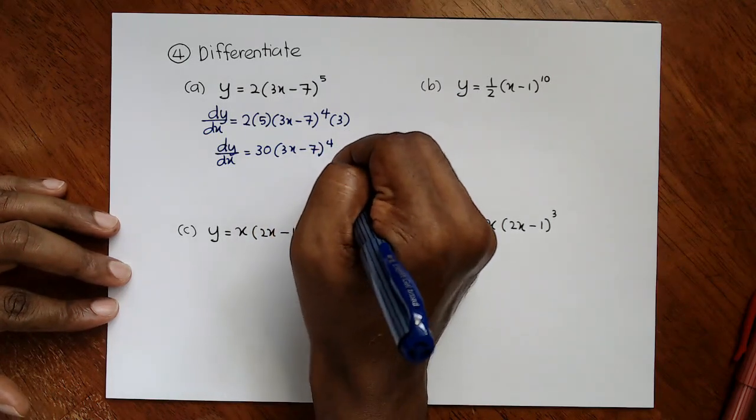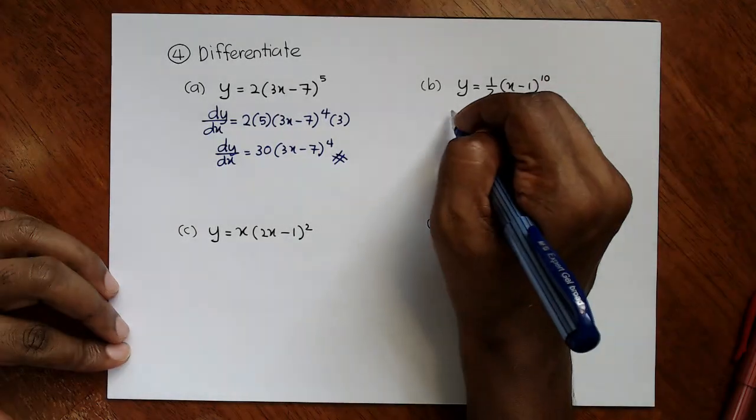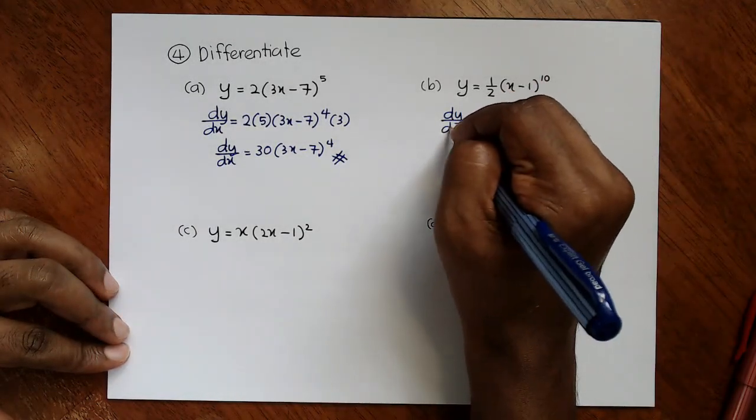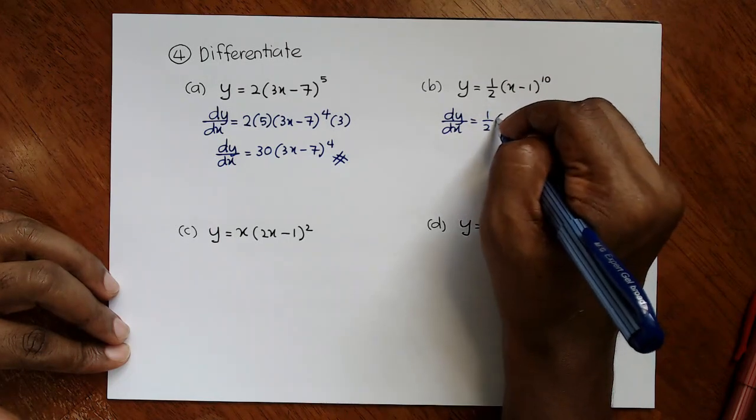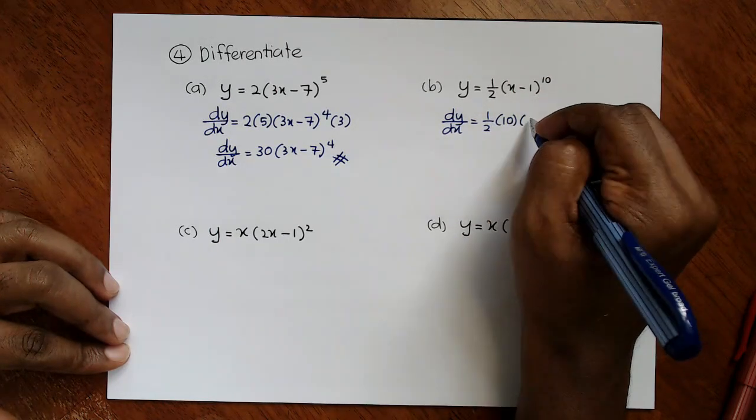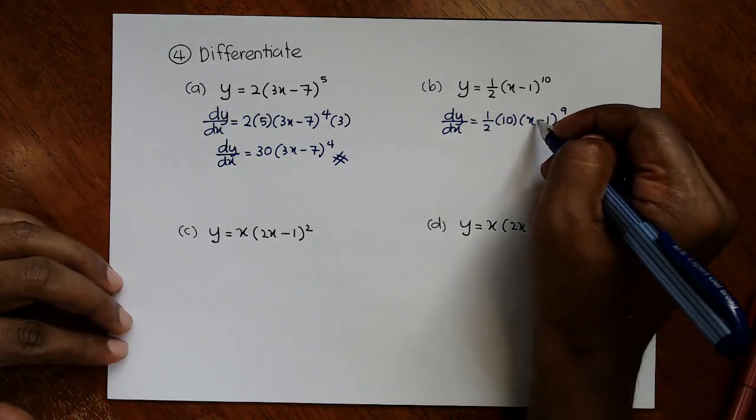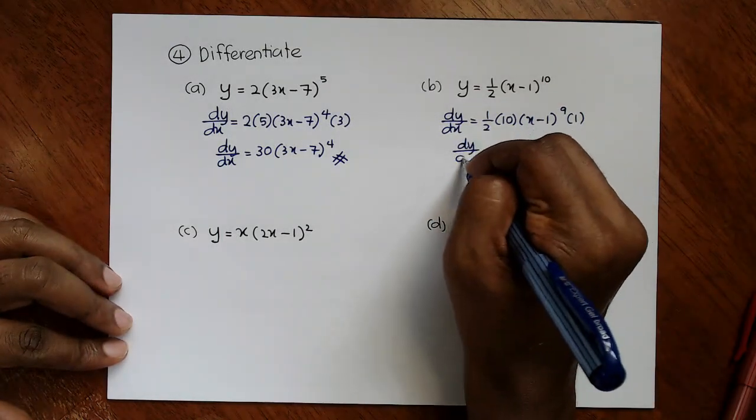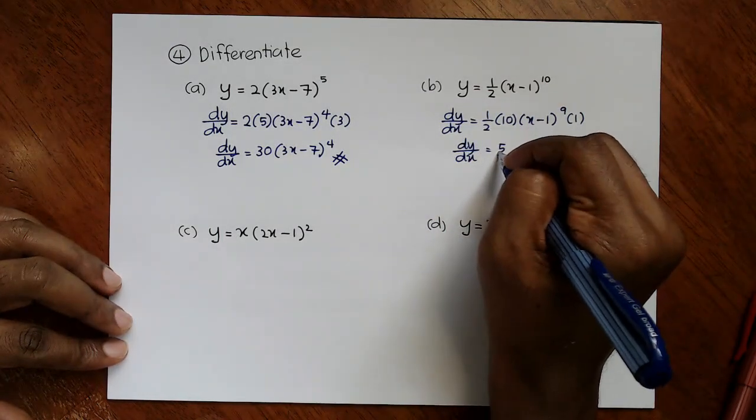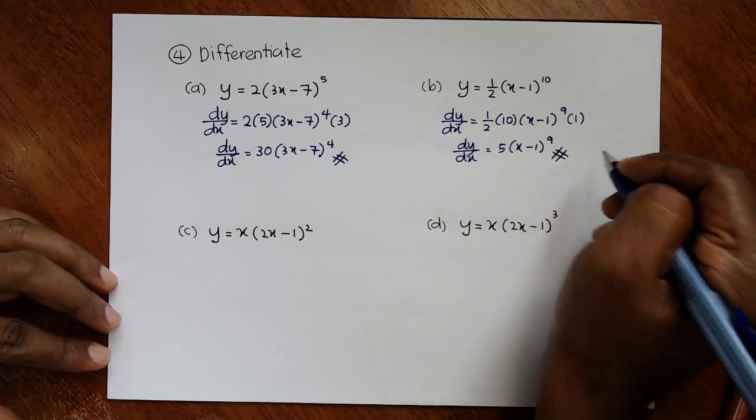How about this one? Same thing, you can straight away do dy/dx. That will be 1 over 2. The 10 brought in front, times the 1 over 2, (x minus 1) to the power of 9. And you differentiate the inside, you're going to get 1. So we get dy/dx equals 5(x minus 1) to the power of 9, and that will be the answer for that.